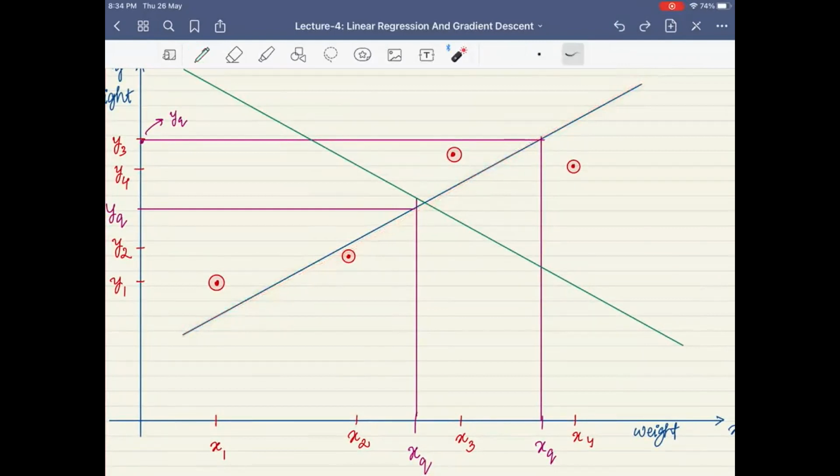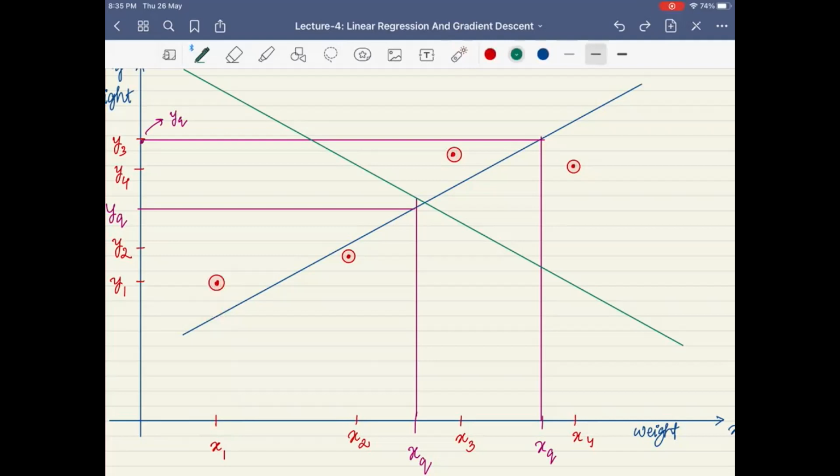This blue line does not pass through all the points, right? In fact, it doesn't pass through any of the points. So this blue line makes some error, right? For example, at this particular point x1, the blue line tells me this should be the corresponding y. But the true y is here, right? So there is an error. This is the error.